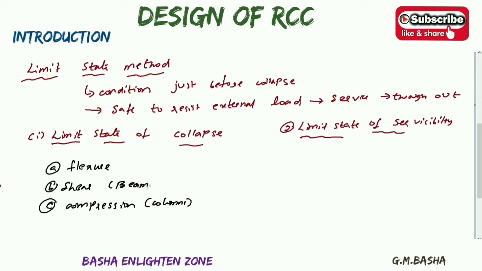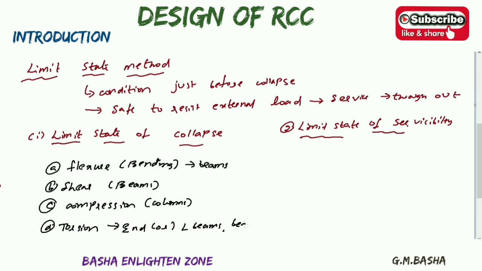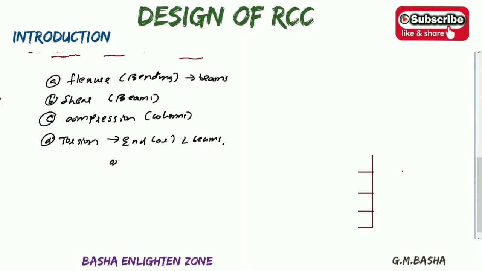And shear for beams. So here also I am mentioning flexure, bending for beams only, and again torsion, the fourth one, torsion, means at the end of L beams or beams curved in plan.